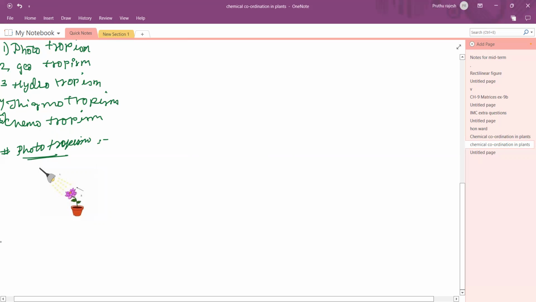So phototropism. As you can see in this image, the flower part of the plant is moving towards the source of light. Now this phototropism can be defined as the movement of plant part in the direction of light, or you can say the movement of plant part in response to light is called phototropism.